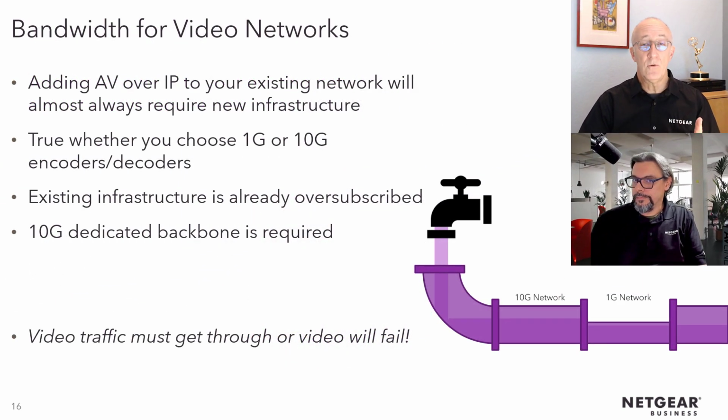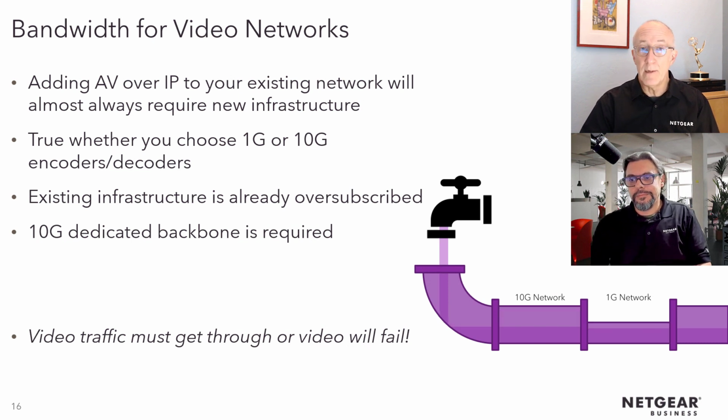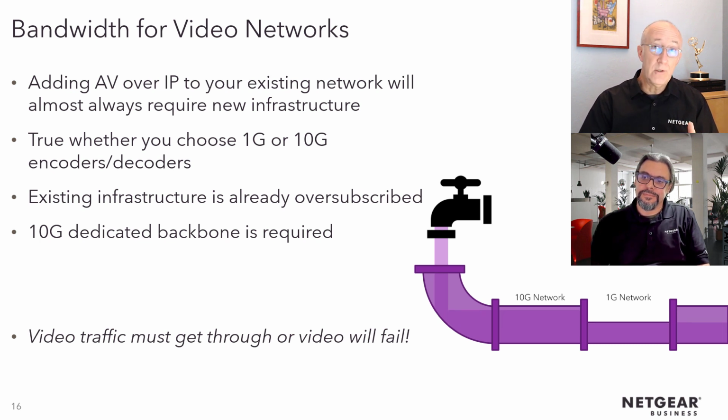And so there's always some trade-offs with AV over IP. I mean, there are trade-offs in traditional HDMI cabling as well for distance and flexibility. The one thing to keep in mind, as we've talked about already a little bit, is bandwidth. If you have a 1G network that's already in place, well, that's great, but you're not going to be able to get as much throughput on that as you would with a 10G network.